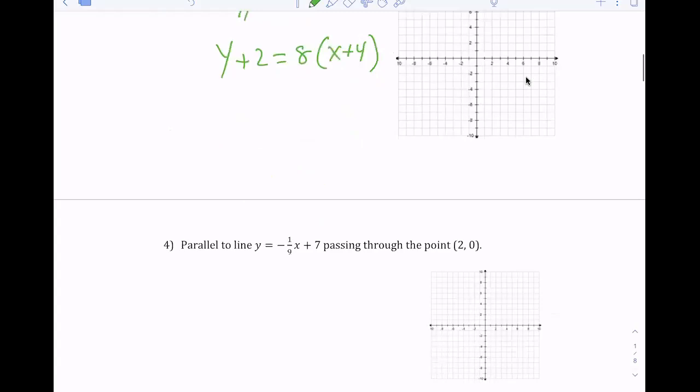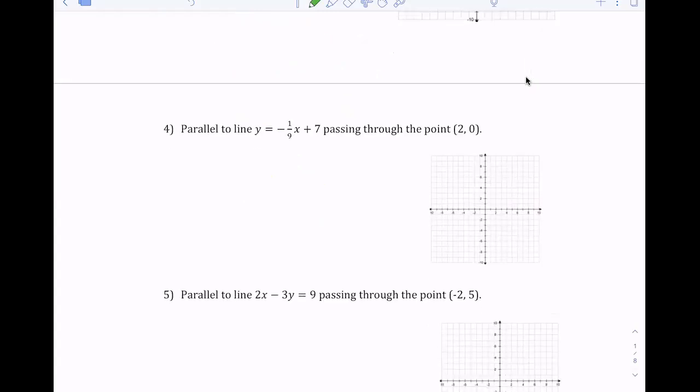All right. Now, next one, number 4. Emiliana, you ready? What's the slope of the parallel line? I'm doing number 4. What's number 4? 1/9. Yes, positive or negative? Negative. You with me, right? Okay, what point does it pass through? 2. Yes. So now write the equation.